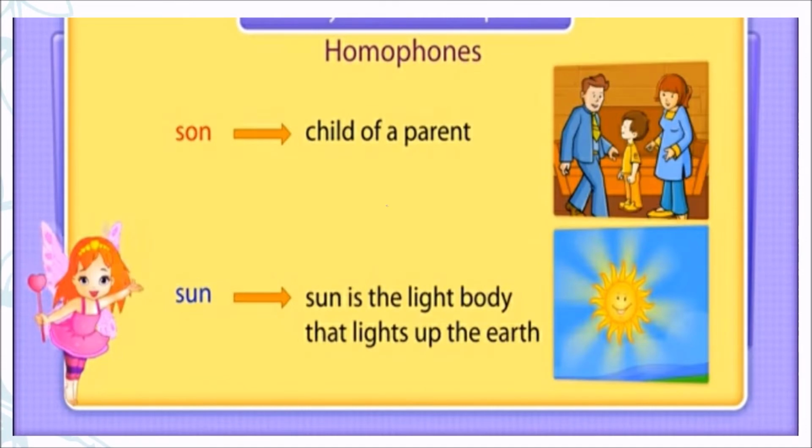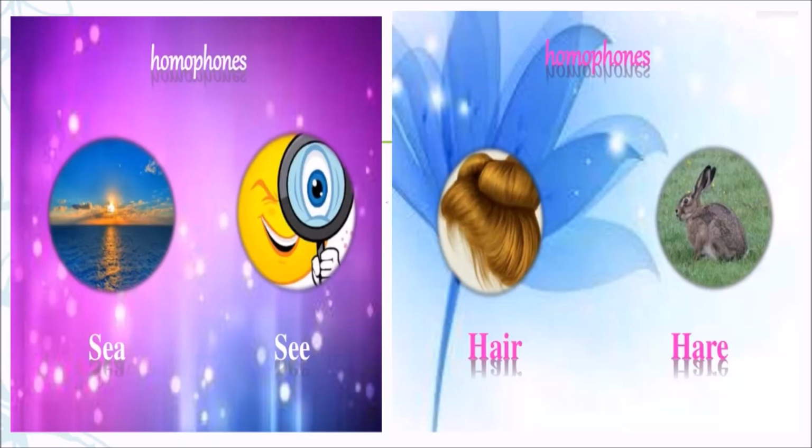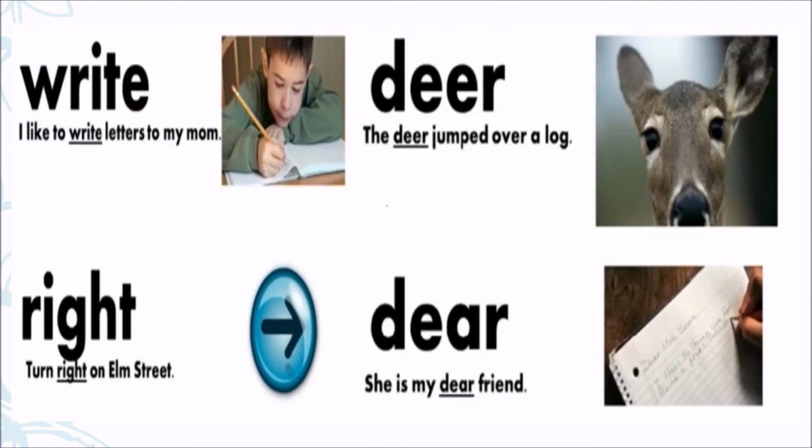Next we have son, sun. The word son means child of a parent. The other word sun means the light body that lights up the earth. Sea, see. Hair, hare. Now let's see some more examples for homophones with example sentences.